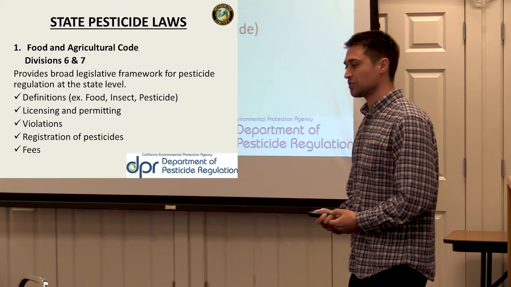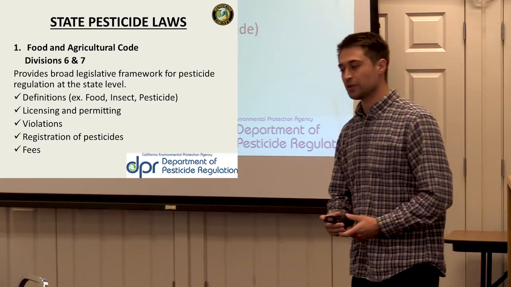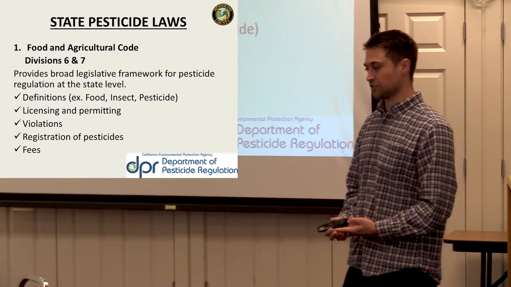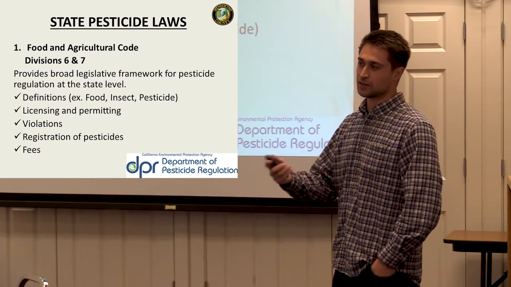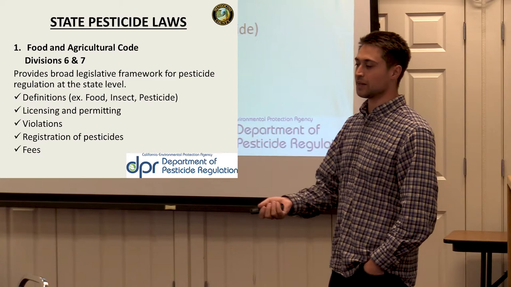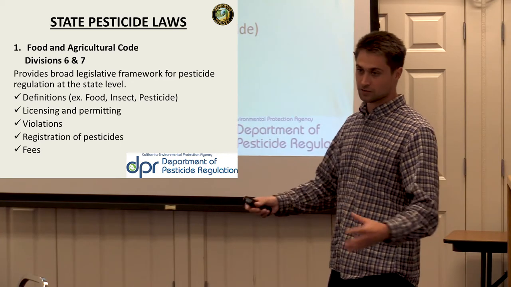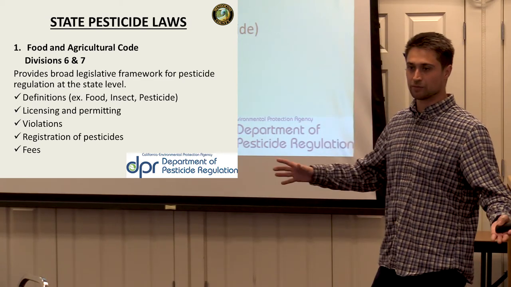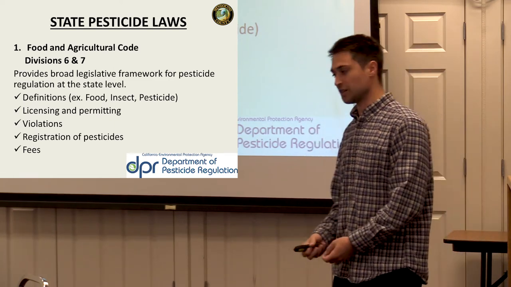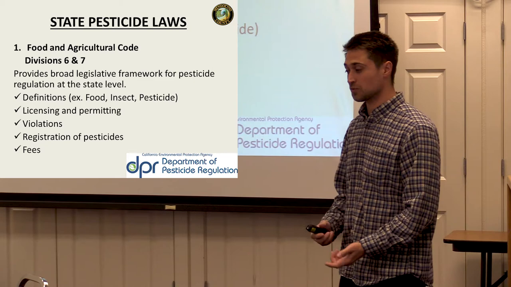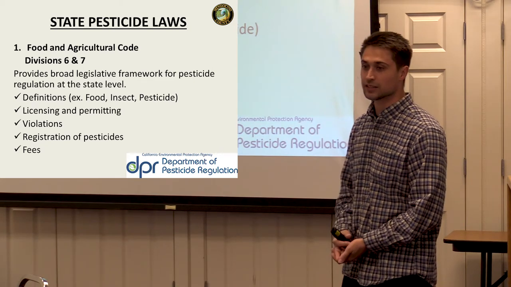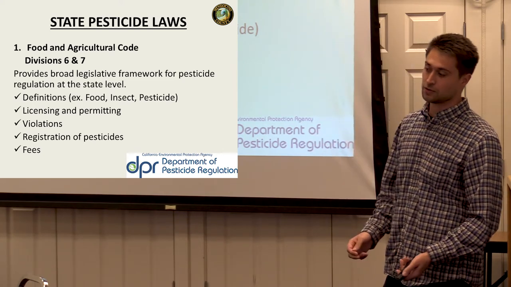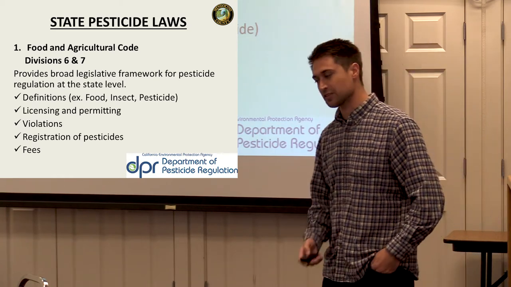So now for the state pesticide laws, these are all administered by the Department of Pesticide Regulation, DPR, pretty well-known agency. Like the federal code, the Food and Ag Code provides the legislative framework to regulate at the state level, okay? So it defines things like food, insect, pesticide, kind of big, broad words. This is where those words get defined. It talks about licensing and permitting, different types of violations, how much you get fined for certain violations, how to register pesticides at the state level, and then once again, fees for different license types and permits.